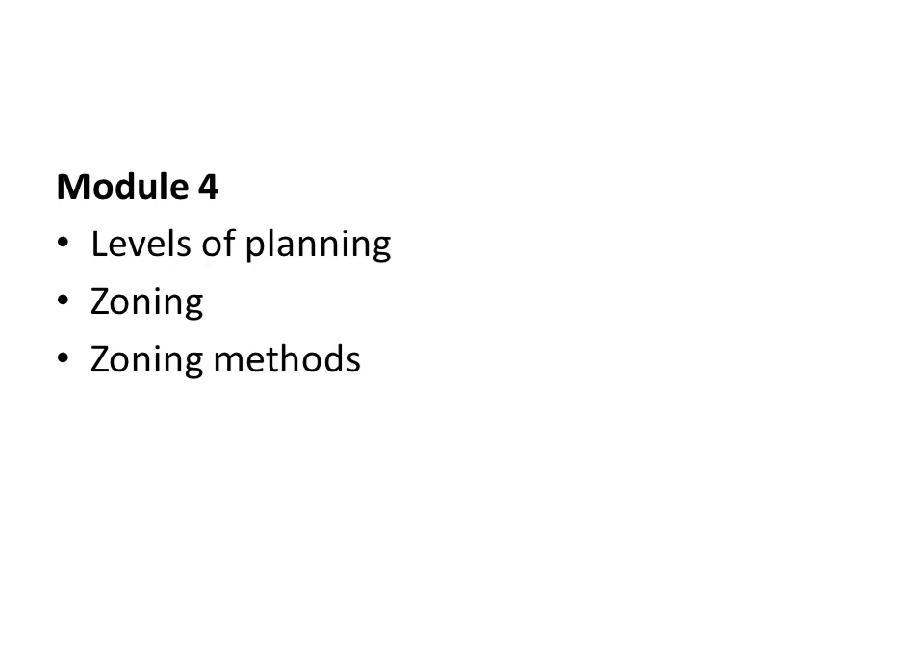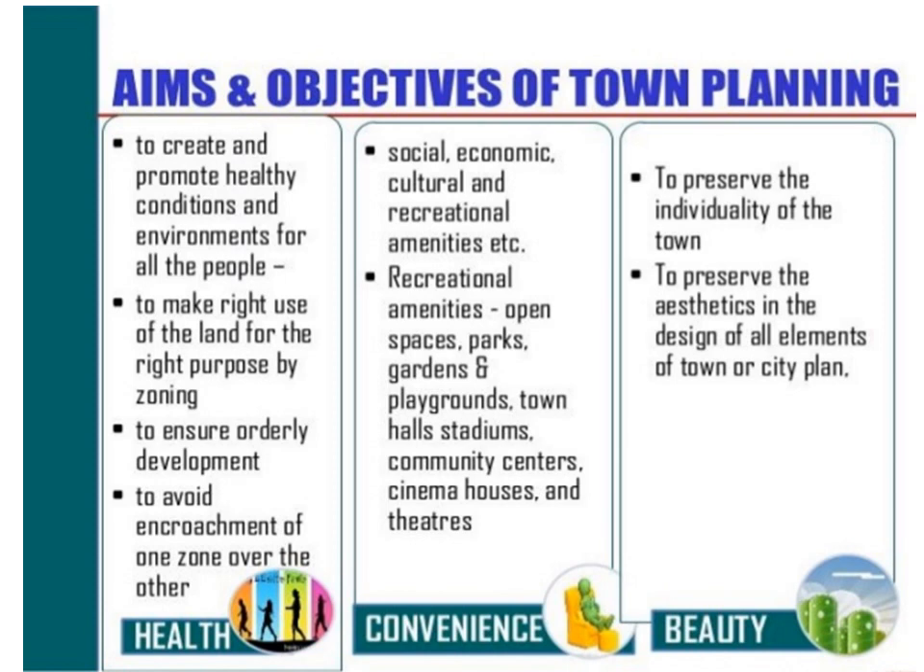Today we are going to see levels of planning, zoning and zoning methods. This slide refers to aims and objectives of town planning. It includes to create and promote healthy conditions and environment for all the people, and to make right use of land for right purpose by zoning, to ensure orderly development, to avoid encroachment of one zone over the other. This is required in order to maintain the health of the citizens.